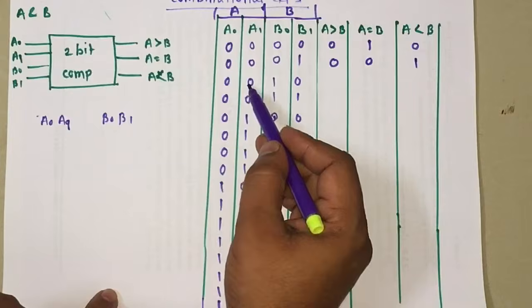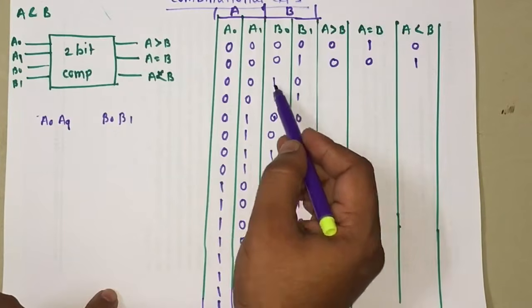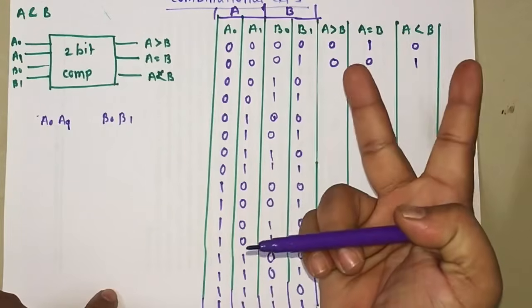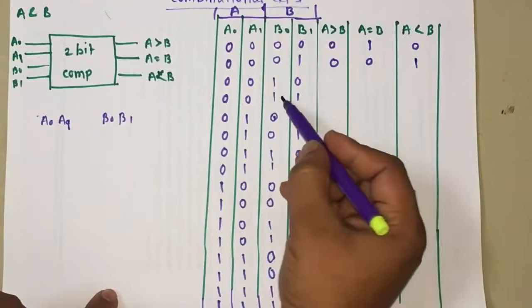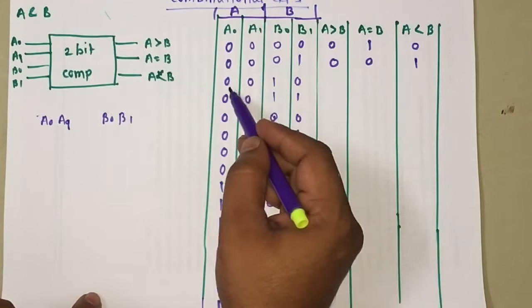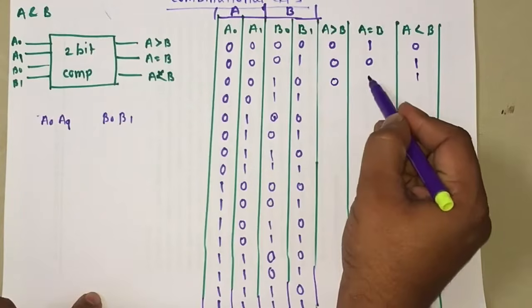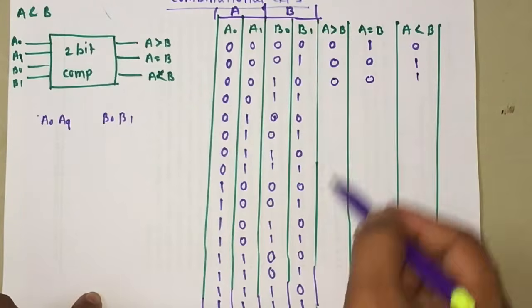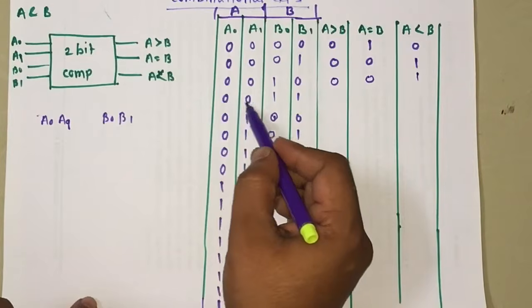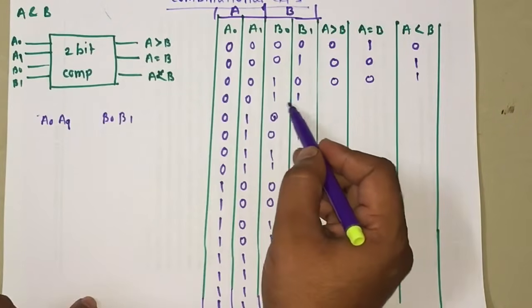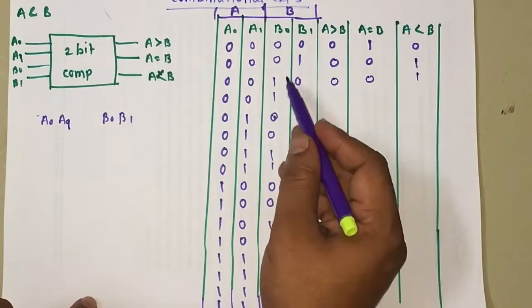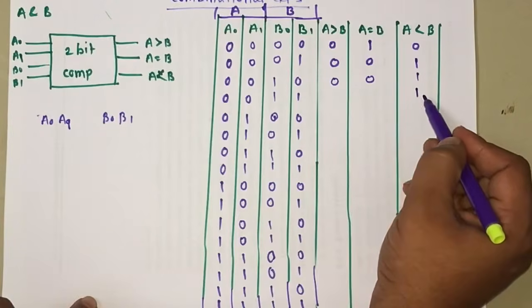Next 0, 0 and here 1, 0. 1, 0 means it is 2. In decimal, 1, 0 we will refer to as 2. So here also B is greater. So here we will put B is greater than A. Here also the number A is 0, 0, number B is 1, 1. So again B is greater.